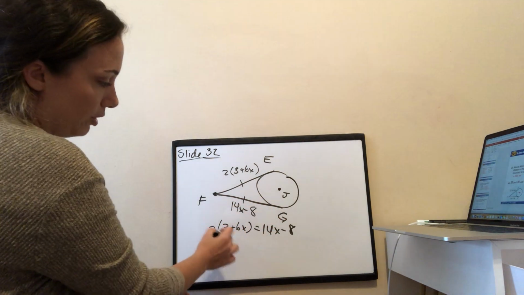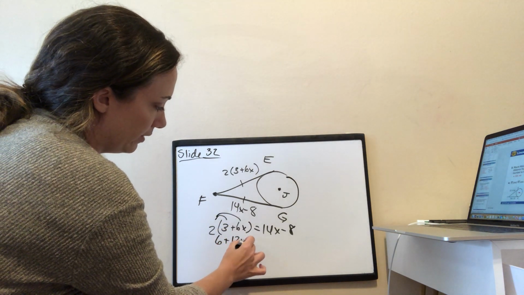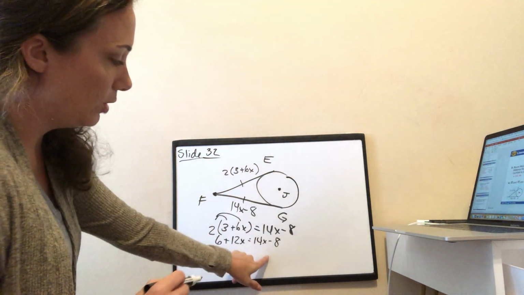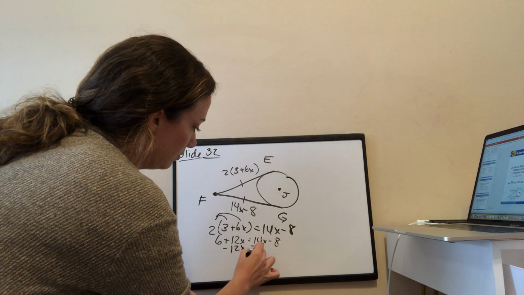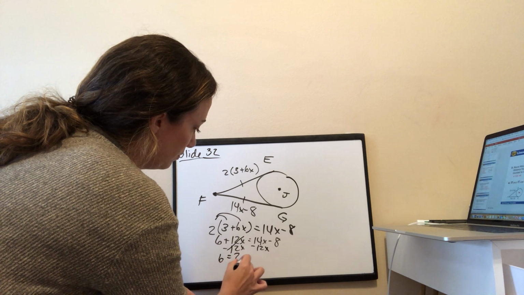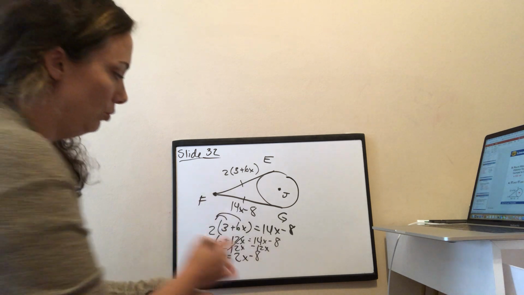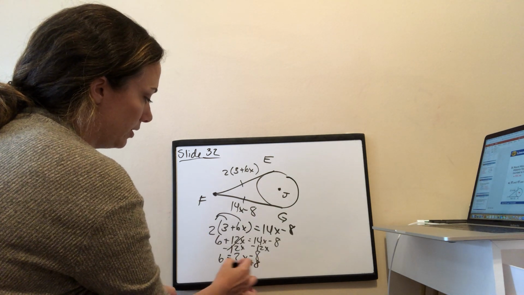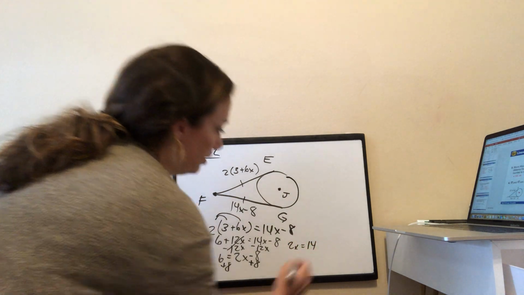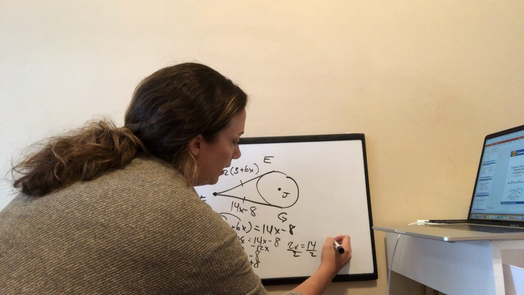So first I see I've got parentheses I have to get rid of. I'm going to distribute that to 6 plus 12x equals 14x minus 8. I'm going to move this 12x over to the right so I don't end up with any negatives. Next step, move the 8 over here by adding it to both sides. I end up with 2x equals 14. Last step, divide, get that 2 off of there, x equals 7.